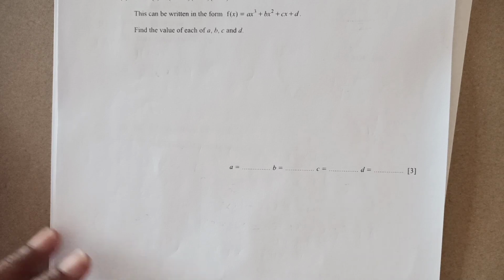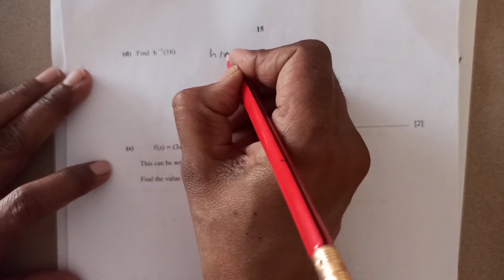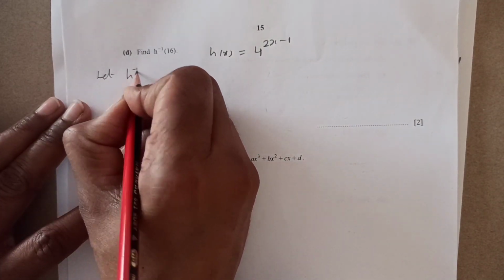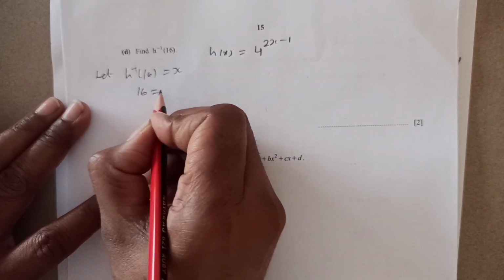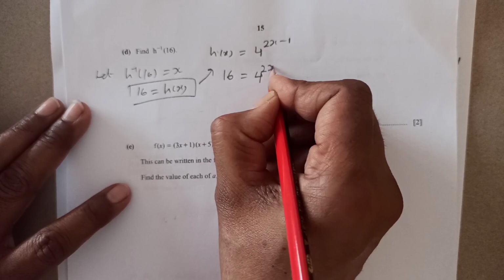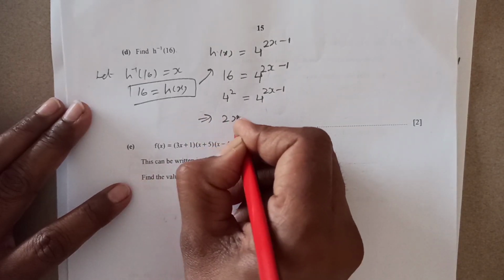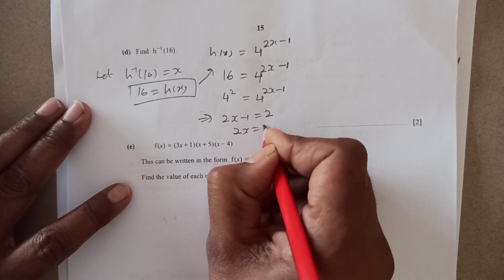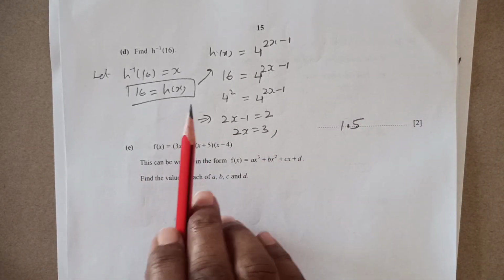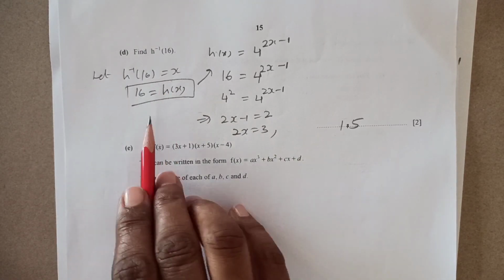Okay, so this part D here we have h inverse x is 16. So we have h(x) equals 4 to the power 2x minus 1. Let's say h inverse 16 is equal to x, then 16 is equal to h(x). So we substitute here: 16 equals 4 to the power 2x minus 1. So this is going to be 4 squared equals 4 to the power 2x minus 1. So that means 2x minus 1 is equal to 2, 2x is equal to 3 and x is going to be 3 over 2, which is 1.5. Actually, logically when we do this question you need logarithms to solve it, but that is not in your syllabus, so that's why we can do it like this.